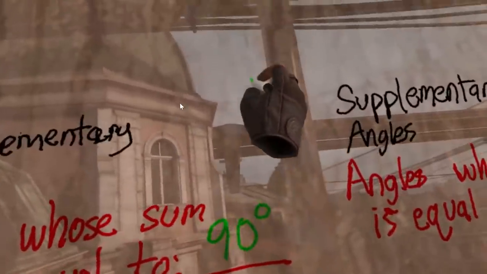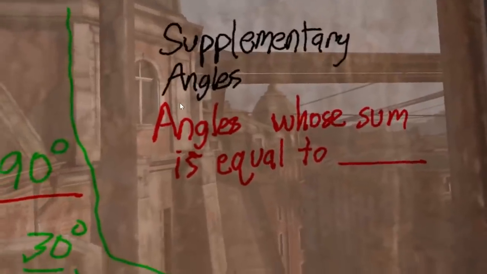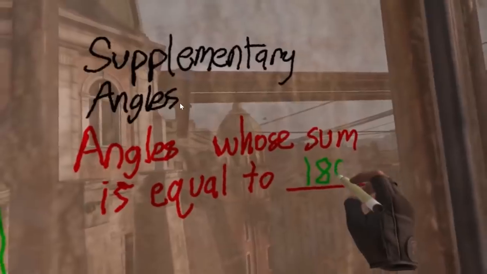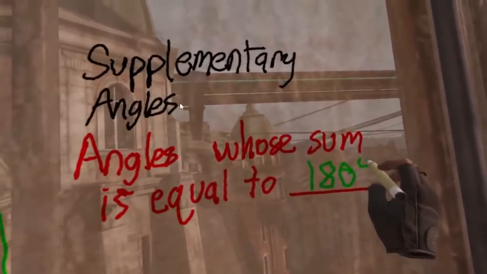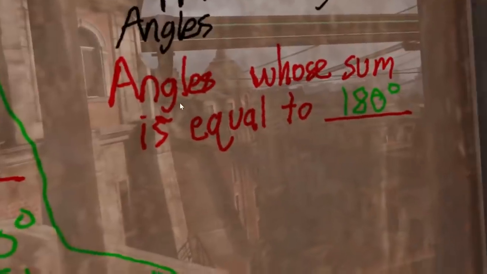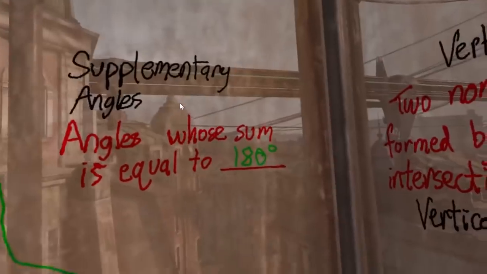Supplementary angles kind of match the theme. It's just angles whose sum is equal to 180 degrees. And again, you can use this all sorts of ways. Most typically, it'll be like, here's 2 angles. They are supplementary. What's the missing angle? So we're going to use that in action in a couple of problems.